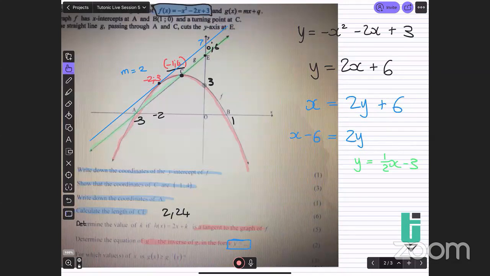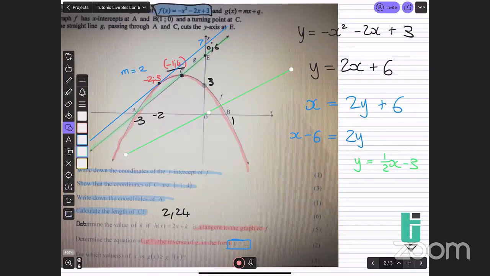And if you go through the concept video, I will tell you that if you want to work out where the inverse graph is, all you do is you draw the line y equals x, and all you do is you flex it about that line.